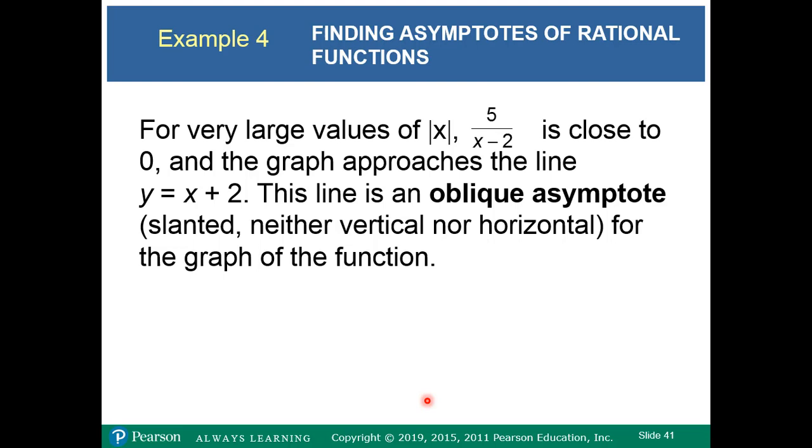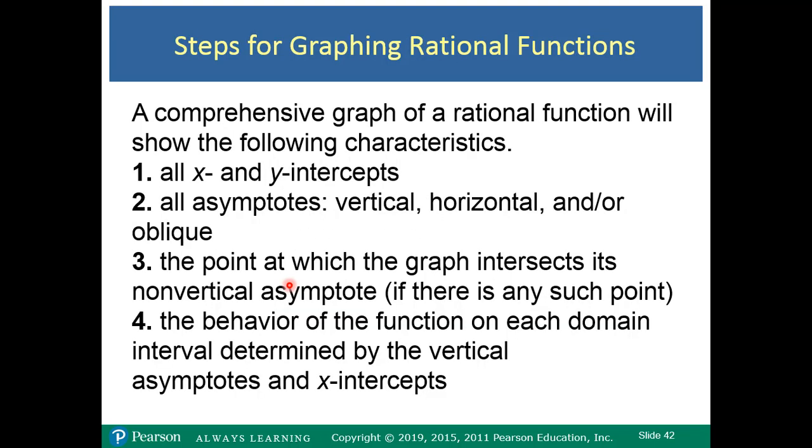The reason we can do this is because as x gets really, really, really big, this remainder term goes to 0. And so the function gets closer and closer to the value of x plus 2, because that last remainder is going to 0. That's why we don't want to include it. So this line is an oblique asymptote, slanted, obviously neither horizontal nor vertical, for the graph of the function.